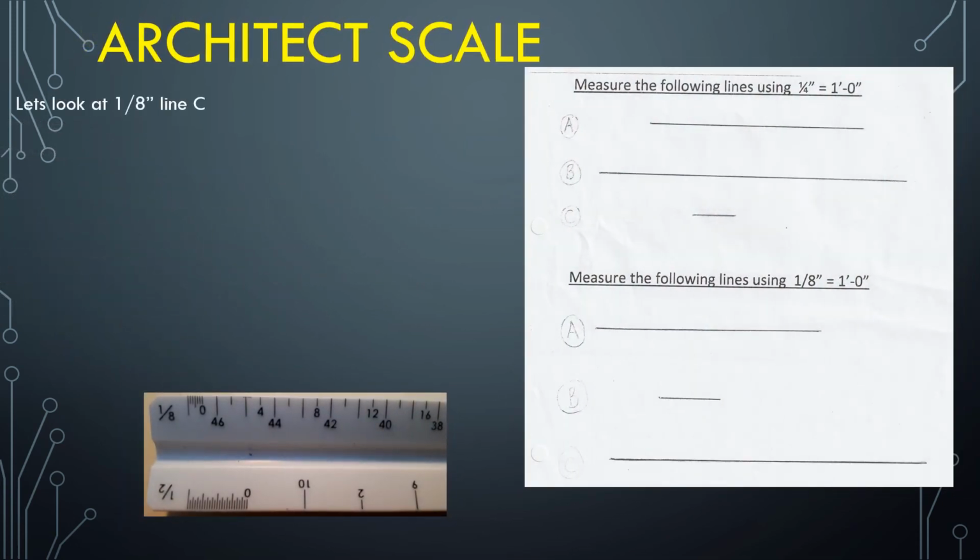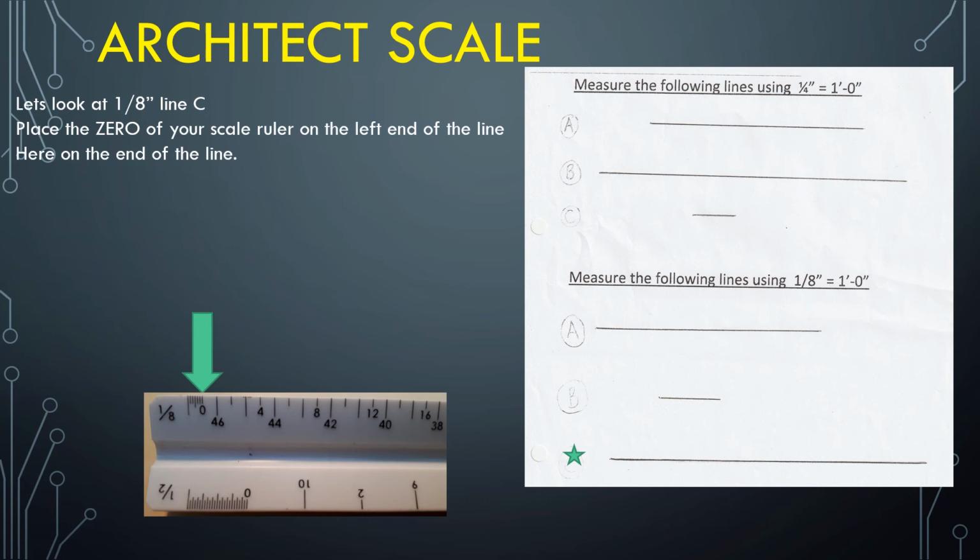Okay, so let's tackle line C. This is the biggest line in the 1/8 little exercise that we have here. What do we do? We place the 0 of your scale ruler on the left end of the line. So now look at the other end of the ruler.